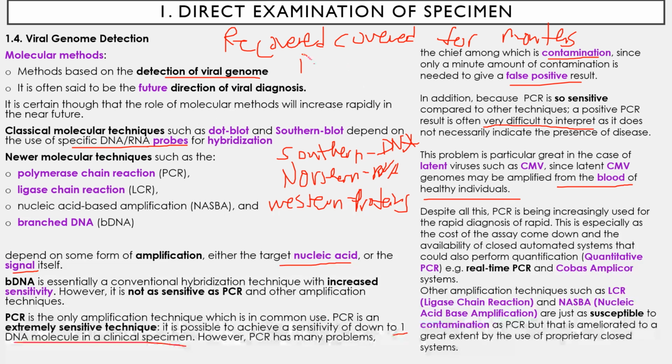The reason for that, class, is that even dead viruses in the body are being detected by your PCR. Ganun siya ka-sensitive, class, that even dead viruses in a healthy individual are detected, causing false positive results. Now, despite all of this, class, PCR is being increasingly used for rapid diagnosis. This is especially as the cost of the assay comes down and closed automated systems are created, such as yung real-time PCR nyo. Other techniques, such as your LCR and NASBA, are also susceptible to contamination. But this is decreased, class, due to having a closed system. Sa PCR kasi, class, the problem with your PCR is that you would use different areas. Pupunta ka sa iba't ibang location and you would prepare the reagents in different places.